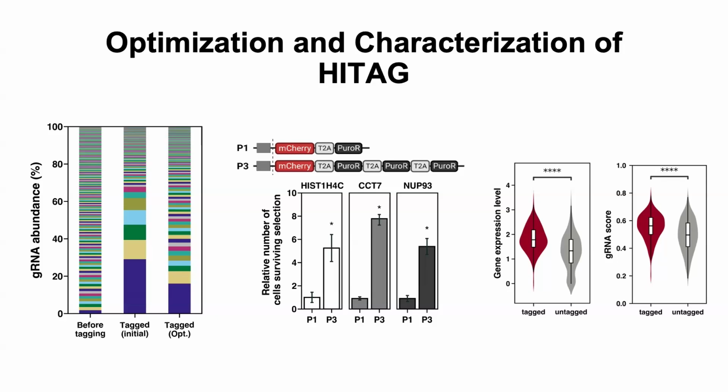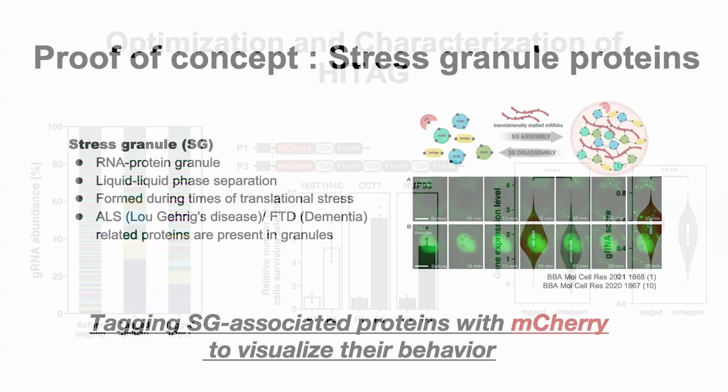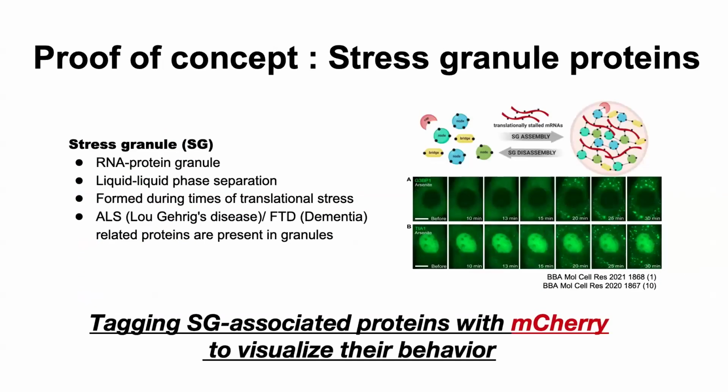When we dug into the data, we noticed that tagged genes had a higher basal level of expression than untagged genes, suggesting that expression of the puromycin resistance marker may still be a limitation. In addition, we noticed that tagged genes had a higher predicted efficiency for their target guide RNA as compared to untagged genes. Next, our team used HITAG to gain insights into stress granule biology.